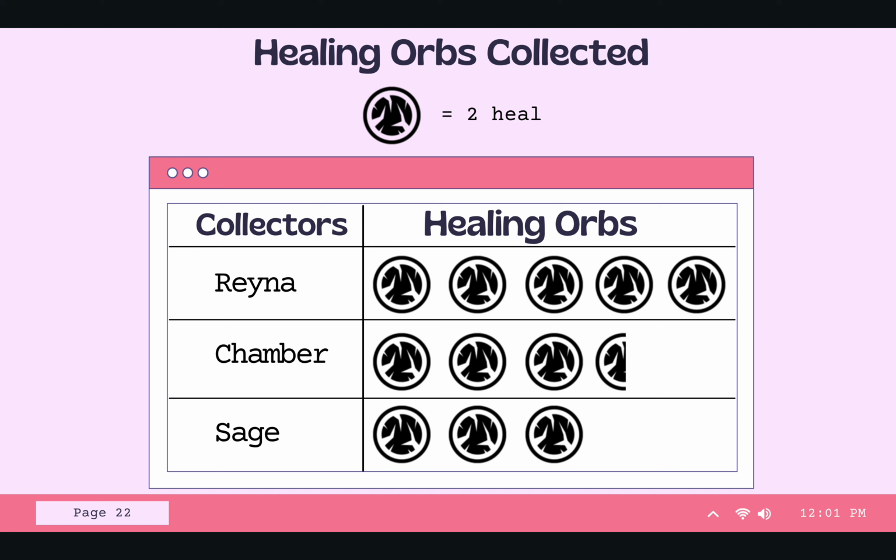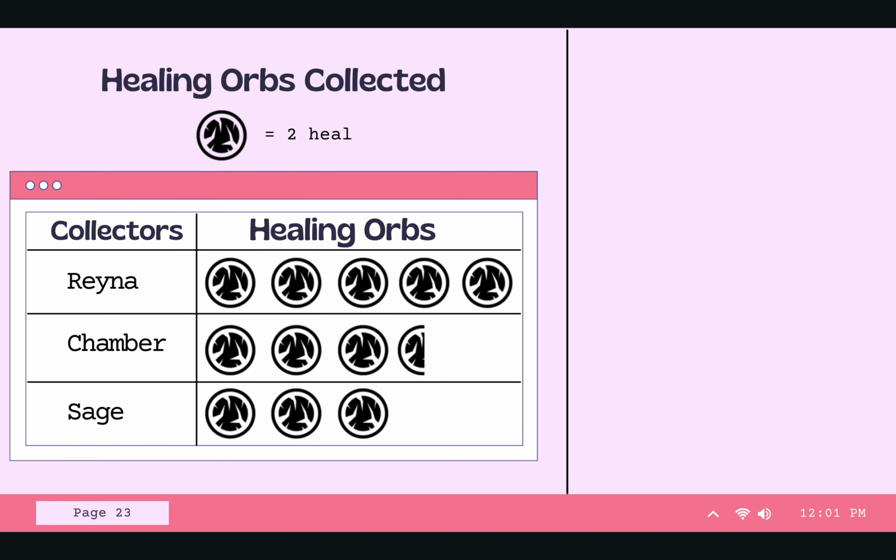Another example of a pictograph. Our graph is entitled Healing Orbs Collected. As we can see, our graph has three collectors: Reina, Chamber, and Sage. And the graph has the orbs that they have collected. Let's discuss our graph by answering the following questions.